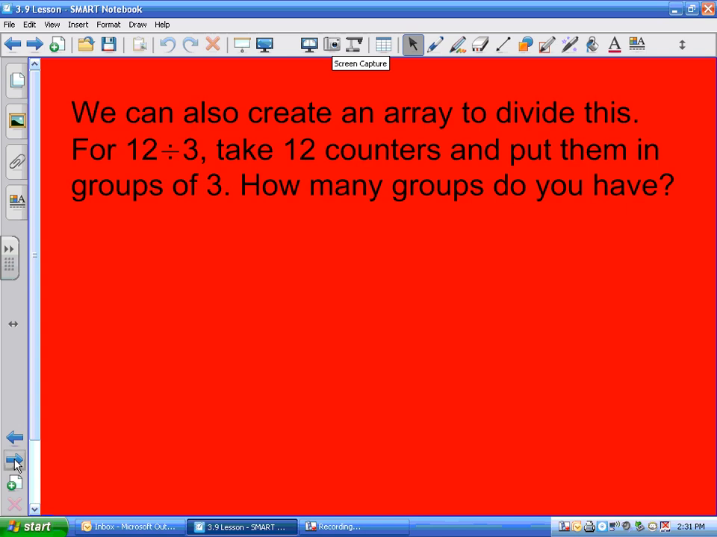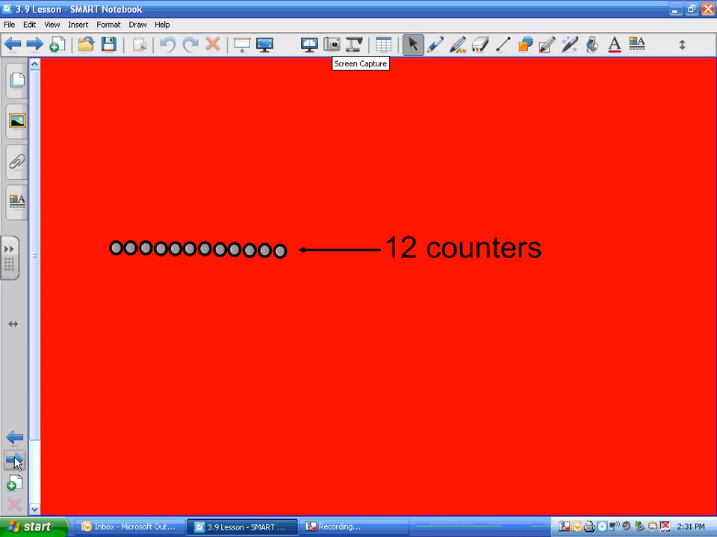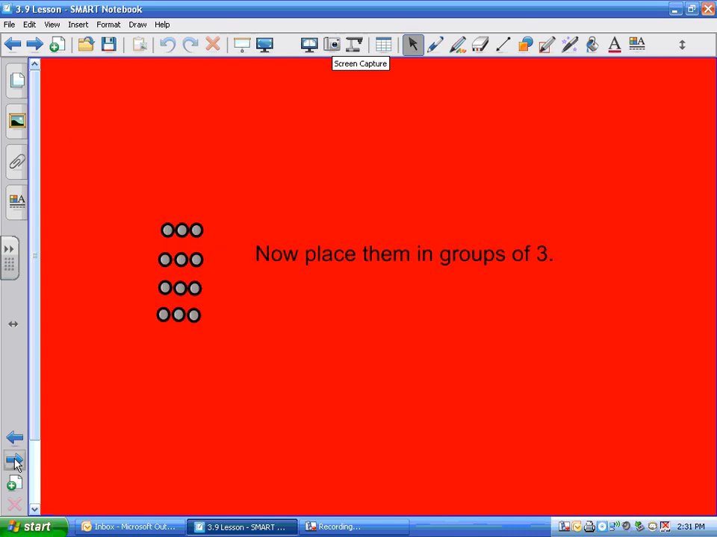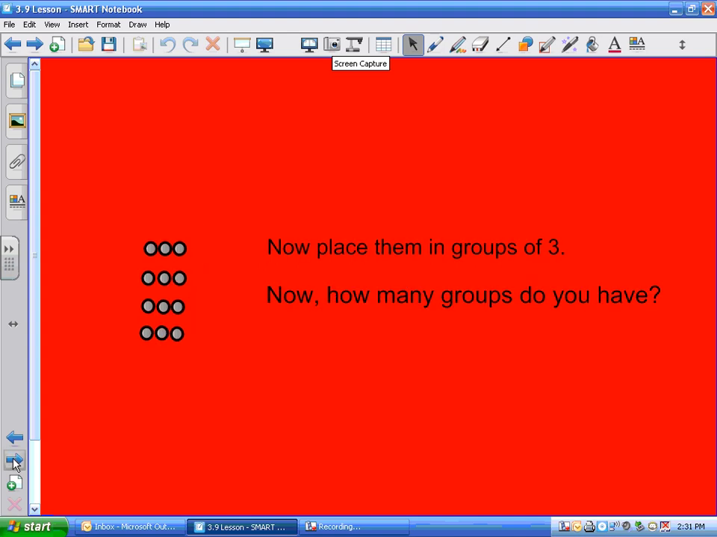Now, we can also create an array to show division. And for 12 divided by 3, you can take 12 counters and put them in groups of 3, and then ask how many groups you have. So for example, here's 12 counters. If I put them in groups of 3, you can see clearly that I have how many groups? 4. So 12 divided by 3 is 4. Another way of thinking about this is 12 things in groups of 3 makes 4 groups.